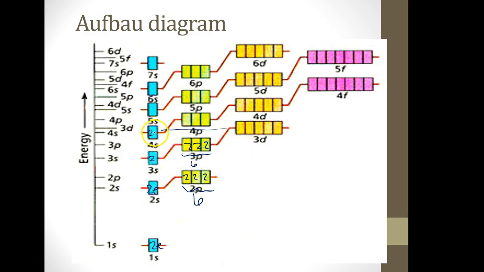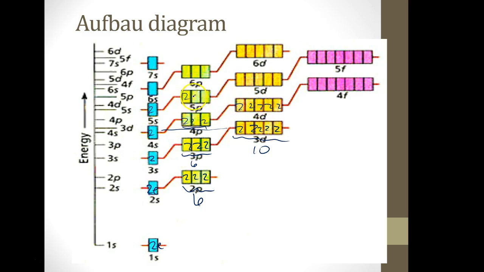And so that one fills up before you get to the 3D, which again, every room holds 2, it holds 10. And then after the 3D, the next in energy is the 4P. And again, 2 rooms, 6 total. 2 in a room, 6 total. And then again, that 4D is actually a little higher than the 5S, so that fills up next. Then the 4D, again 10.